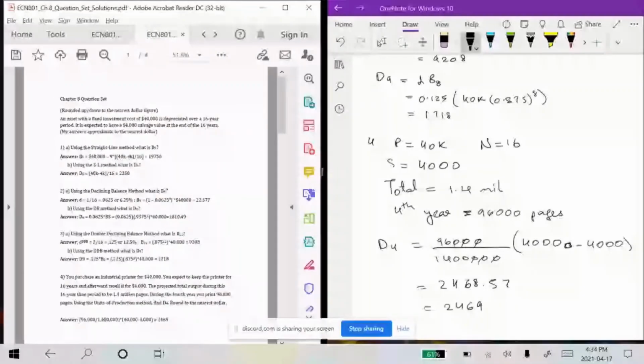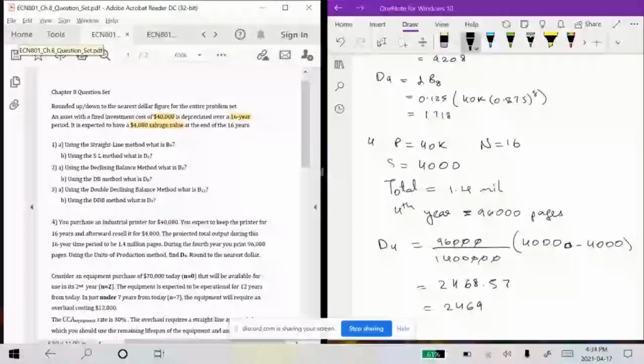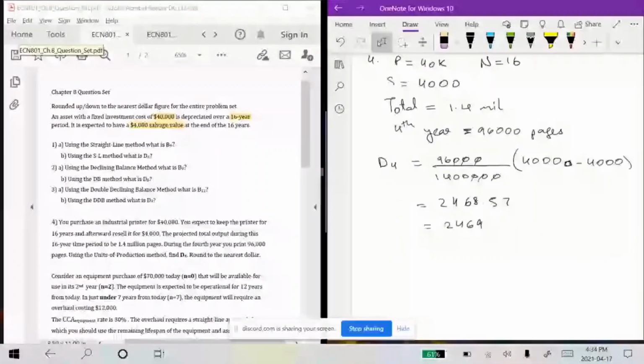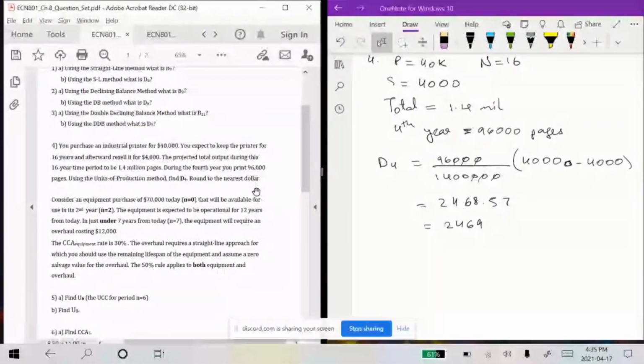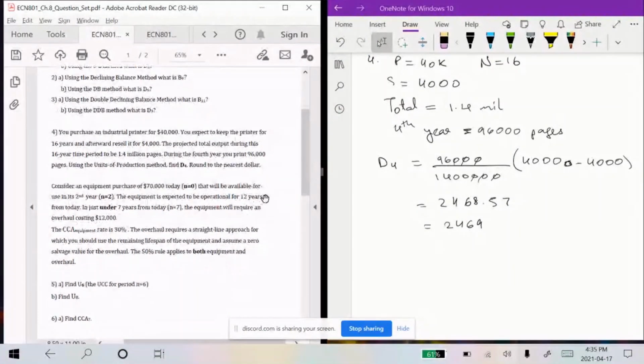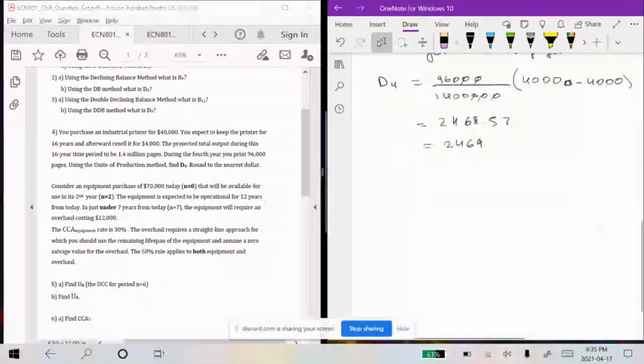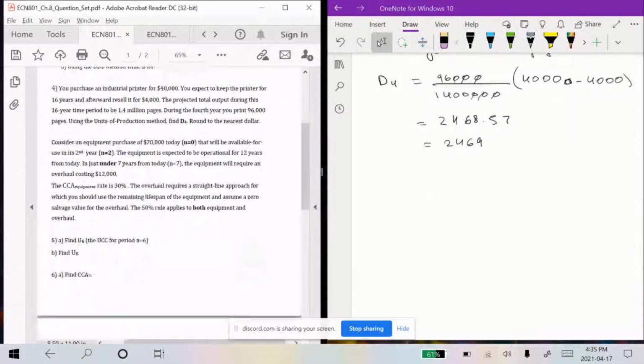So yeah, this is how you use the units of production method. It's pretty simple, just putting in the formula. Does anyone have any questions for this one? No? Okay. Right. So let's move to this next one, which is like a group of questions.